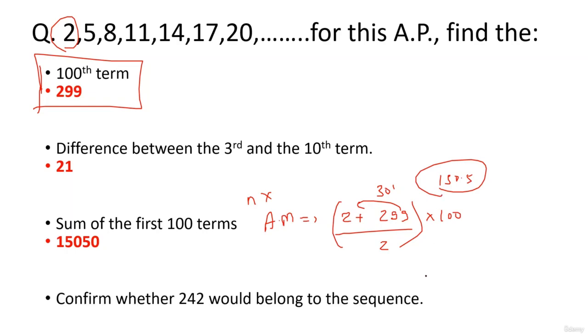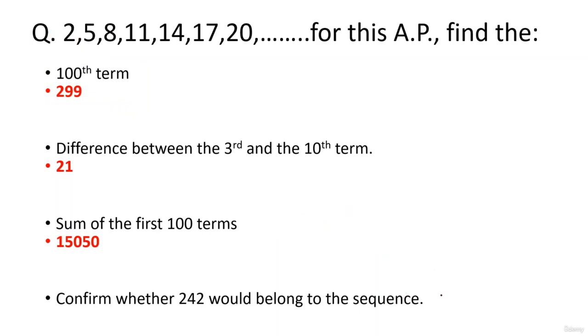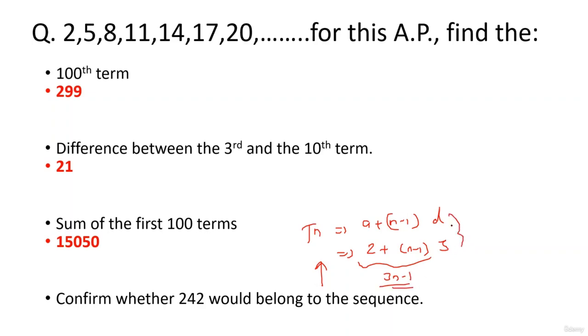Confirm whether 242 would belong to the sequence. Okay, now see guys, if any term belongs to this sequence, it should be of the form a plus n minus 1 times d. This is one way to solve the question. A given to you as 2, n हमें नहीं पता, d here is 3. Okay, अगर इसको solve करेंगे ना तो हमने जो डिस्कस किया वही आएगा, 3n minus 1, but in a much lengthier way. Okay, anyway, so any term which belongs to this sequence should be of the form 3n minus 1.